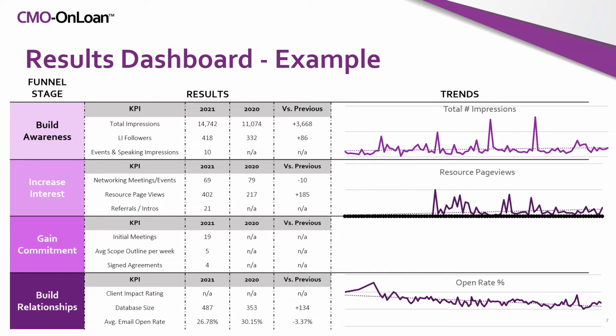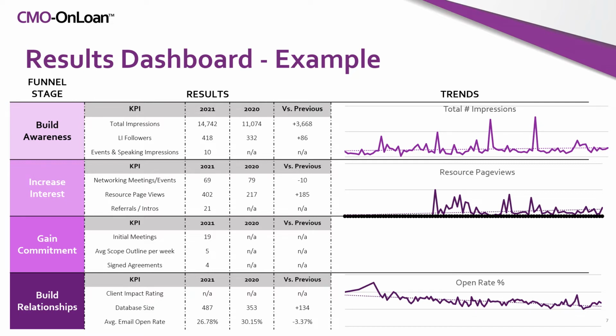So for build awareness, we care about impressions. You'll see, and this is just an example, for 2020 versus 2021, this was a quarter. We had 14,000 versus 11,000, so we were up by 3,000. And you'll see the total number of impressions over time. Those big spikes came with some big events that we did, and so we were able to identify those.